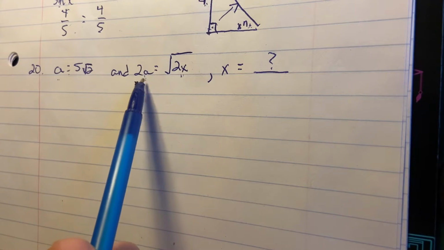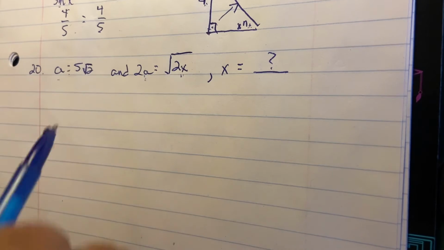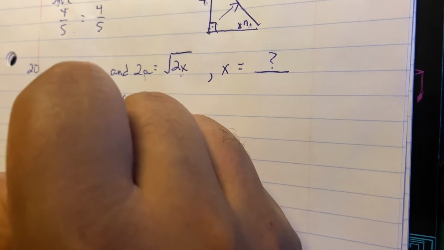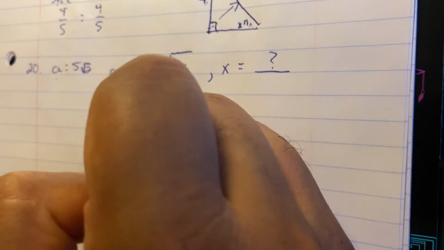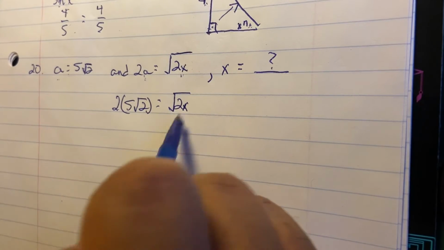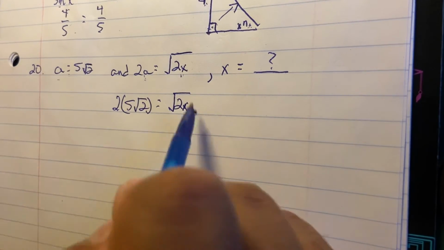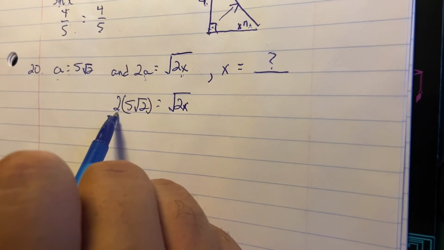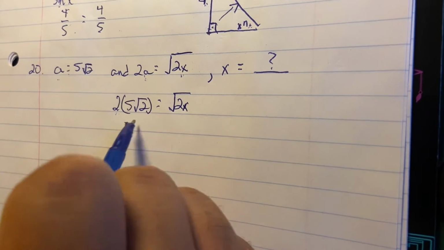So since a is equal to 5 root 2, then all we got to do is just say 2 times 5 root 2 is equal to the square root of 2x. And then again, we're trying to solve for x. So what we're going to do is we want to get rid of these radical signs. Whenever you have the opportunity to get rid of radical signs, just get rid of them. But before we even do that, I want to distribute this 2 to get rid of the parentheses, right?